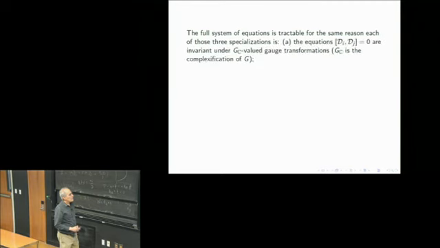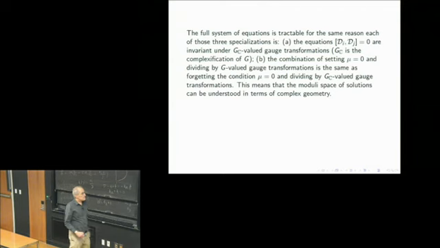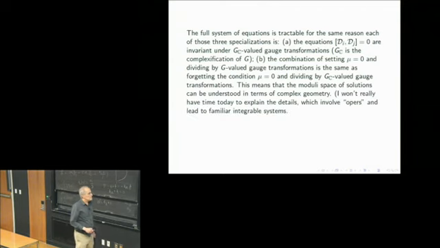The equations that the operators commute are invariant under complex-valued gauge transformations. And the combination of setting mu to 0 and dividing by unitary gauge transformations is the same as forgetting about mu and dividing by complex-valued gauge transformations. Usually that's only true for stable solutions, but here, because of the boundary condition, all solutions are stable. So the moduli space of solutions can be understood in terms of complex data.